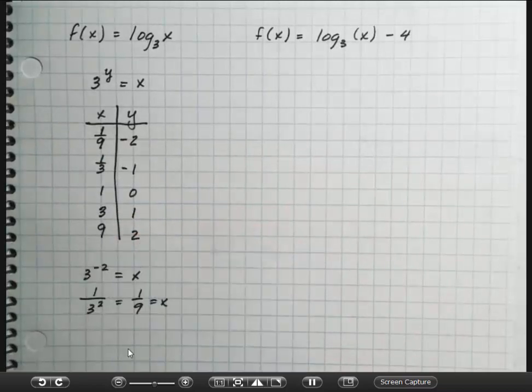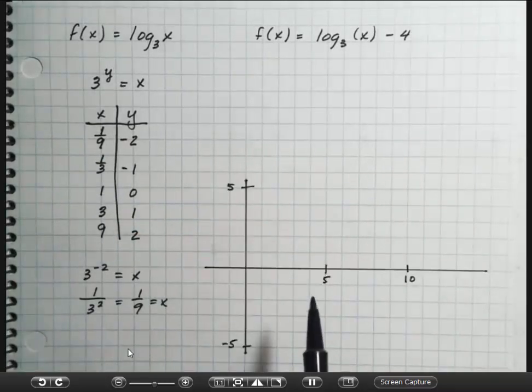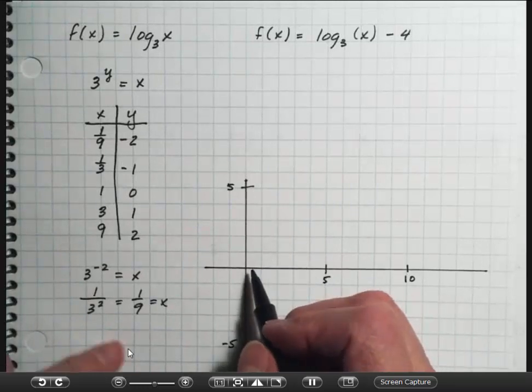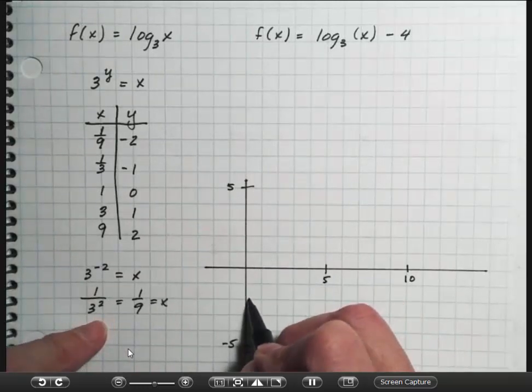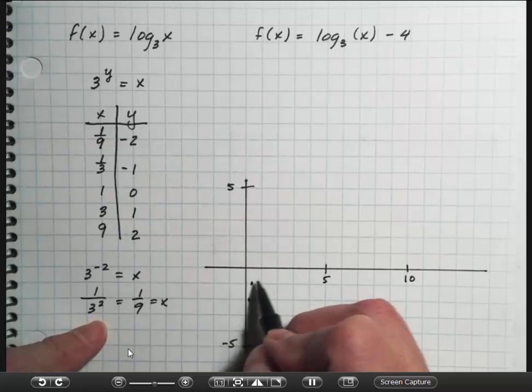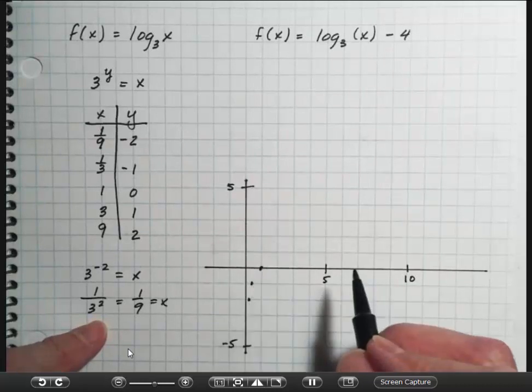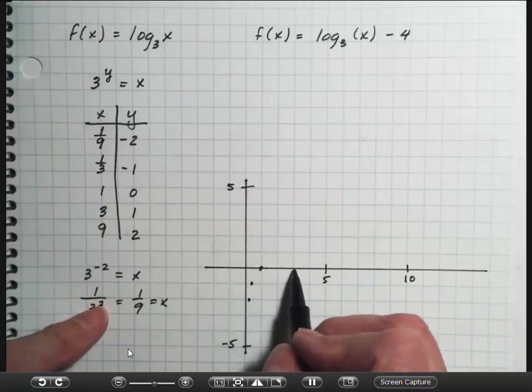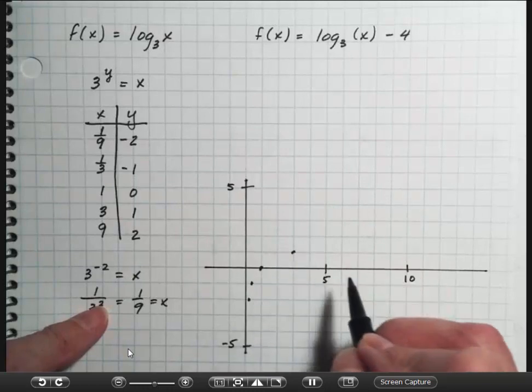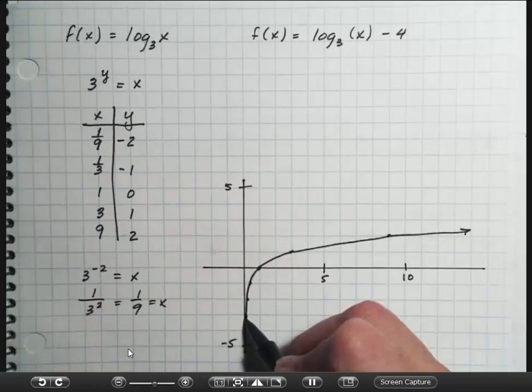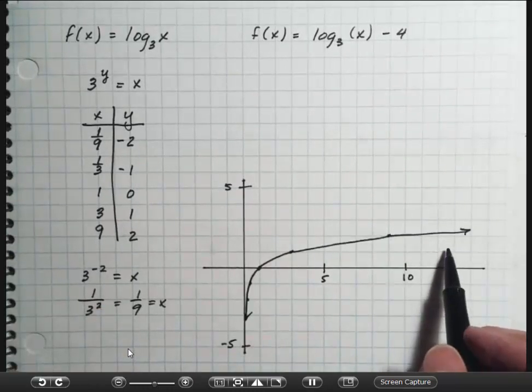I'm going to go ahead and graph this now. So graphing the different points, I have (1/9, -2), (1/3, -1), (1, 0), (3, 1), and (9, 2). So this is the graph of my basic function.